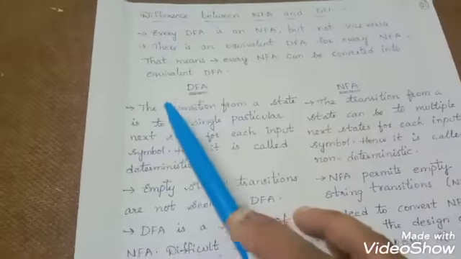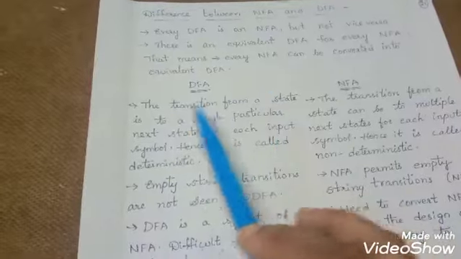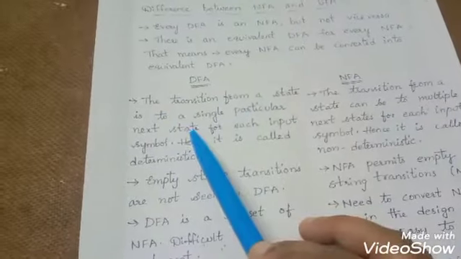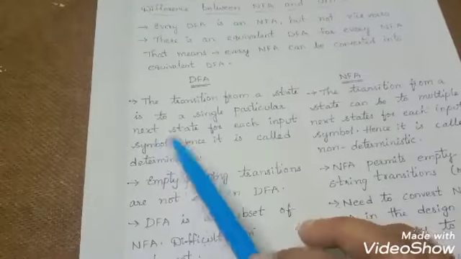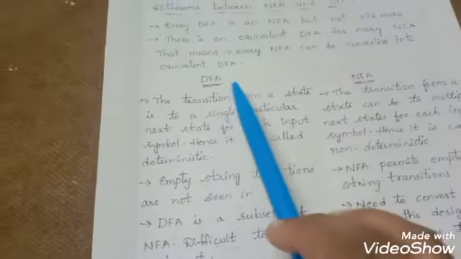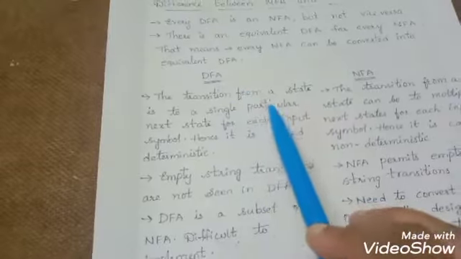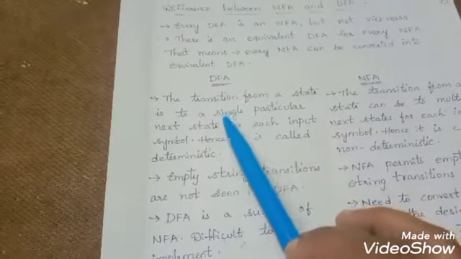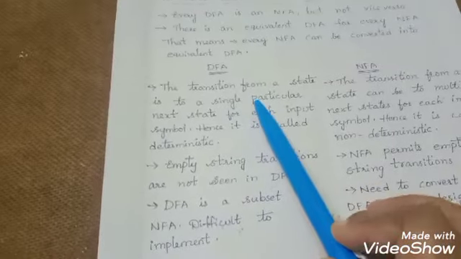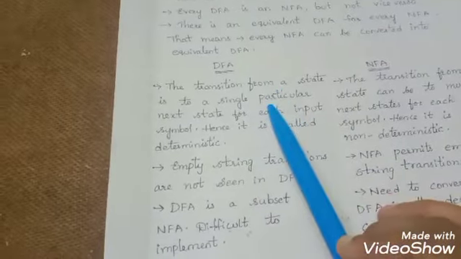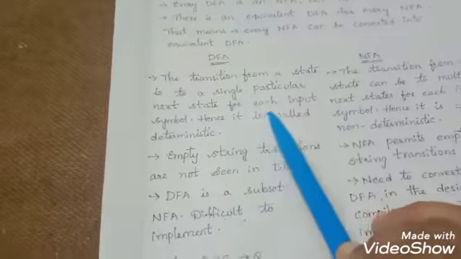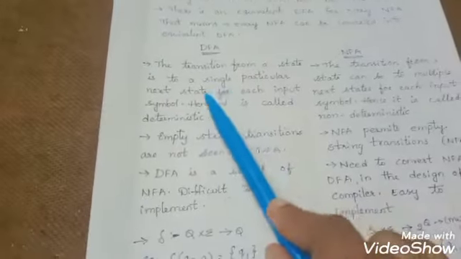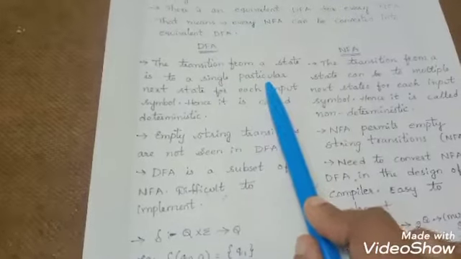In a DFA, the transition from the state is to a single particular next state for each input symbol. So in a DFA, from one state, there is only a single particular transition to the next state. So that type is called a DFA. Hence, it is called deterministic. There is only one particular transition to the next state.